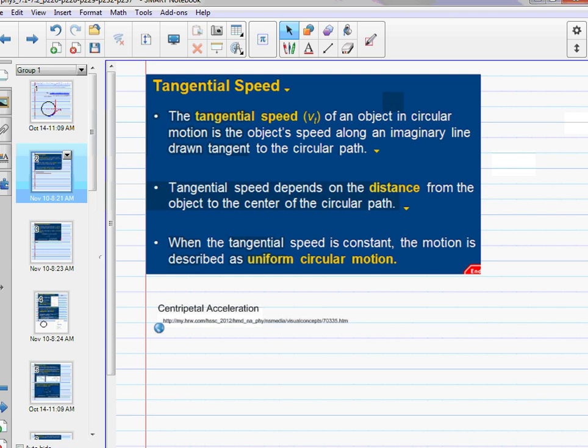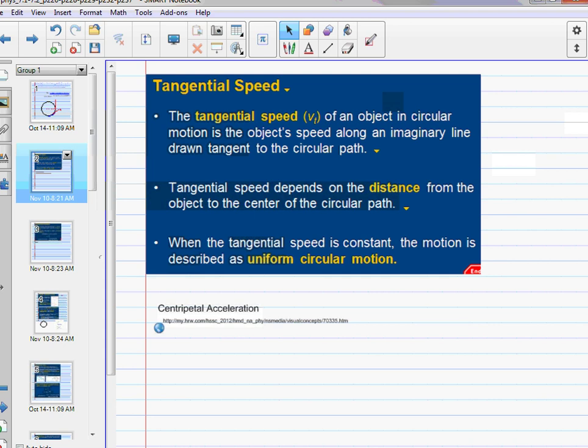The tangential speed of an object in circular motion is the object's speed along an imaginary line drawn tangent to the circular path. Tangential speed depends on the distance from the object to the center of the circular path. If I keep my hand rotating at the same rate up here, what will happen to how fast that bob is moving if I shorten the radius? It's going to go faster. Exactly right. And it goes slower if I let it out.